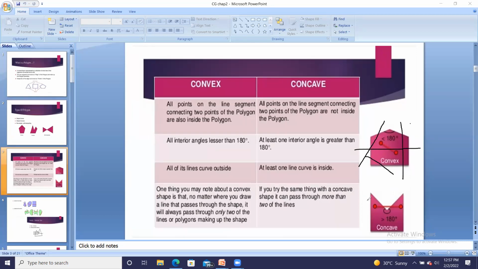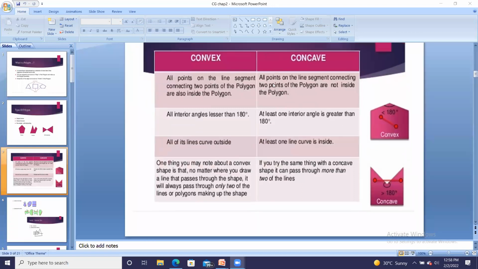But in concave, I can draw a line through more than 2 sides, right? That is nothing but 1, 2, 3, 4. It is intersecting 4 sides. So it is the property of the concave. So these are the differentiation points for convex and concave polygon. And now let us start with the polygon filling methods. Okay, so all of you are getting the difference between convex and concave? Yes? Yes, ma'am. Okay, so let us move towards the next point.